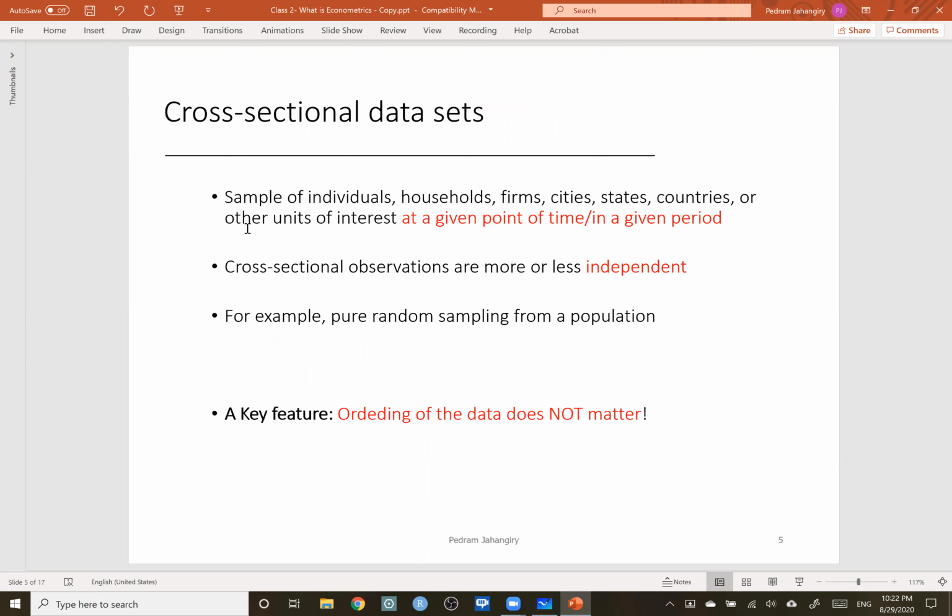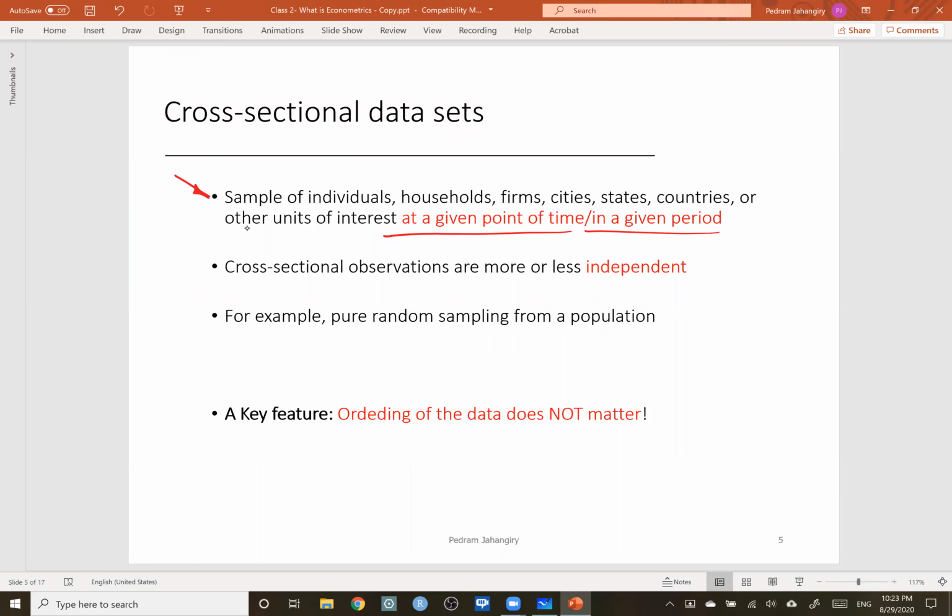All right, so starting with cross-sectional data sets. A cross-section is a sample of individuals, households, firms, cities, states, countries, or any other unit of interest at a given point in time or in a given period, right? It's not exactly that you collect the GPA of 2020 at one exact time, 1 hour, 1 second. No, it can be a given period of time. You say, okay, 2020, 2019, and you know that you are finding those numbers over time. So this is an official definition of a cross-sectional data set.